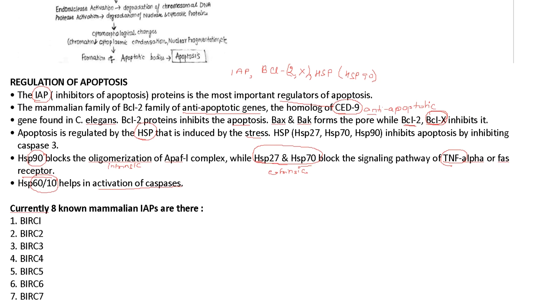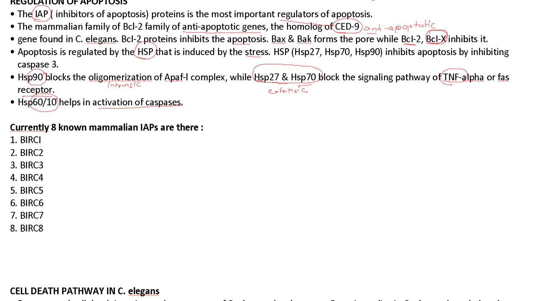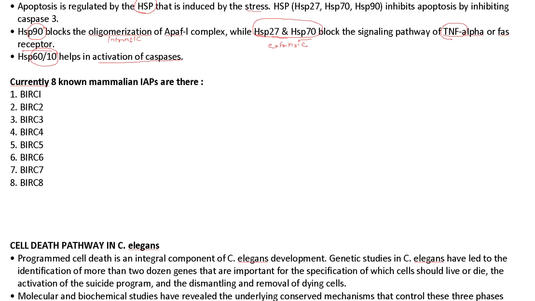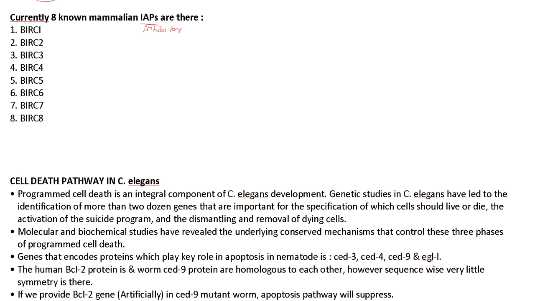HSP60 and 10 are activators. So there are several known inhibitors of apoptosis proteins. What are they? BIR 1, 2, 3, 4, 5, 6, 7, 8. They are the inhibitors of apoptosis.